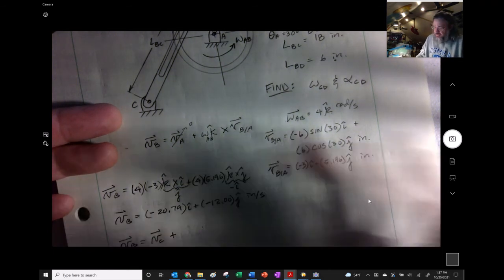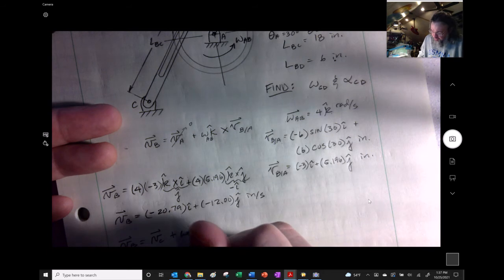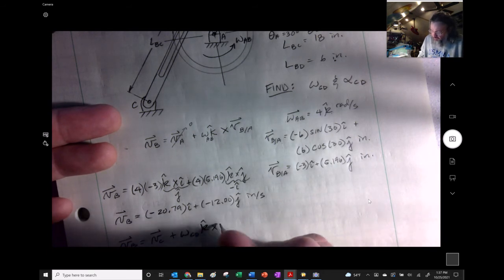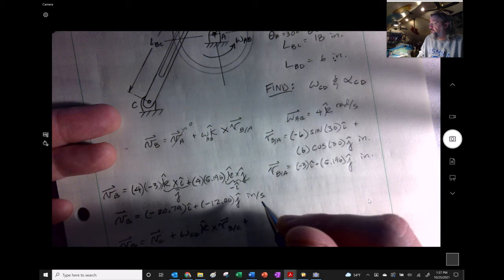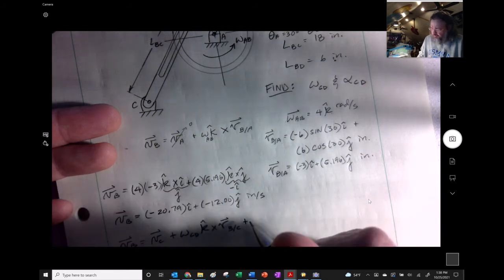Yeah, it's written down in 2 dimensions, so we'll keep it in 2 dimensions. CD, K crossed with R_B with respect to C. All right, and we're doing that correctly, yes. And then plus the relative velocity here, which is a symbol. We say that it's the relative velocity.